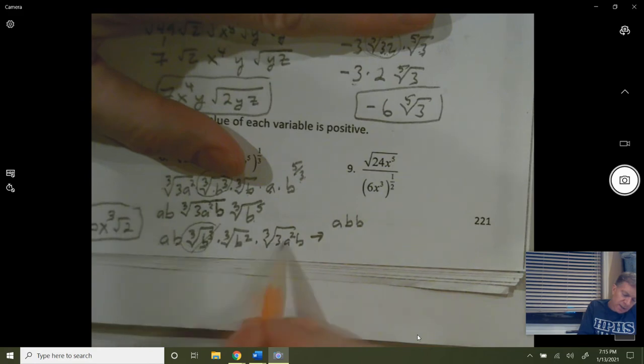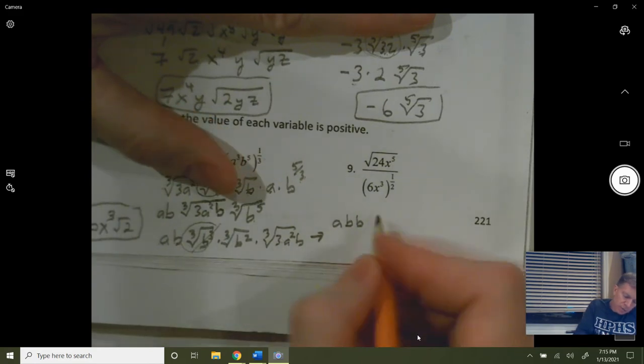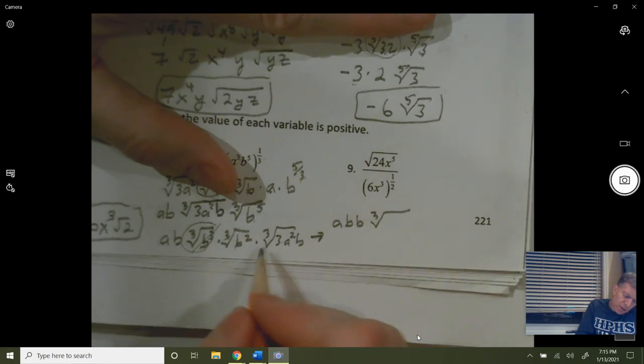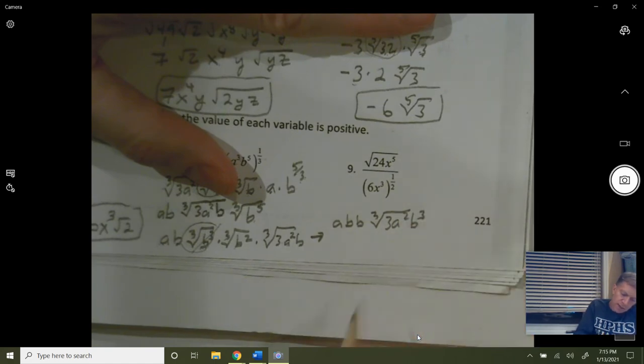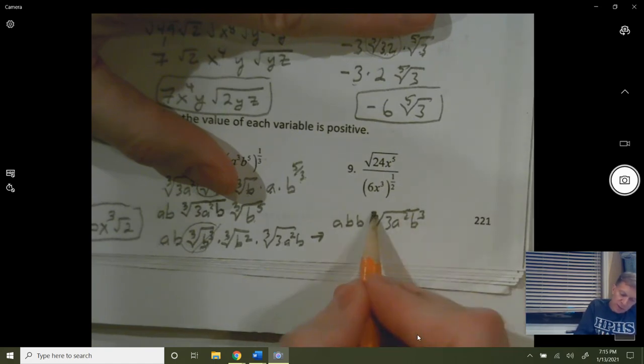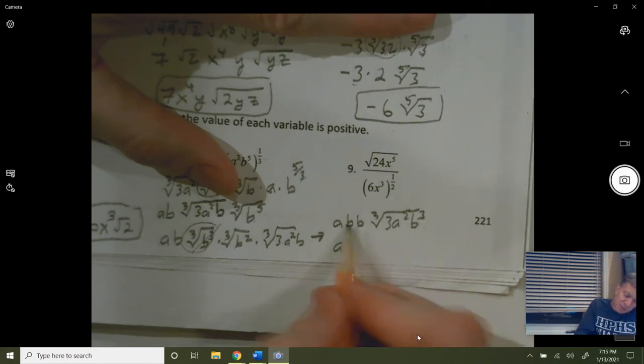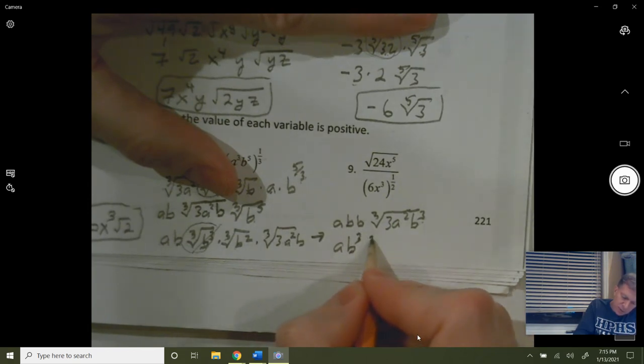Now these I'm going to combine into one cube root. Cube root of 3a squared b cubed. Okay, now I've got the cube root of b cubed, so I can pull out another b. So I've got a times b times yet another b. So that's going to be ab cubed. And then what's left under the cube root is 3a squared.